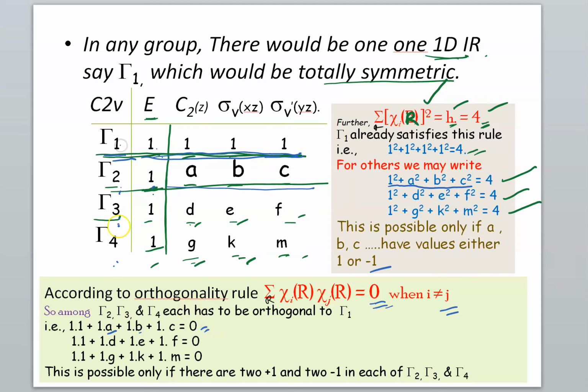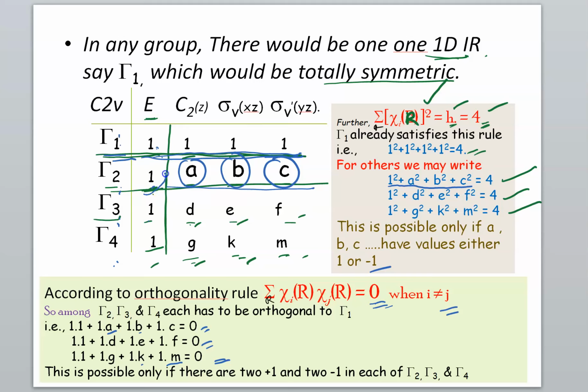And if you consider gamma 1 and gamma 3, then again 1 into 1 plus 1 into D plus 1 into E plus 1 into F is equal to 0. And again gamma 1 and gamma 4: 1 into 1, 1 into G, 1 into K, 1 into M is equal to 0. Okay, this is possible. All the characters should be 1 or minus 1. This is possible if there are 2 plus 1 and 2 minus 1 in each of gamma 2, gamma 3 and gamma 4. That is, in all these values, 2 are plus 1 and 2 are minus 1.